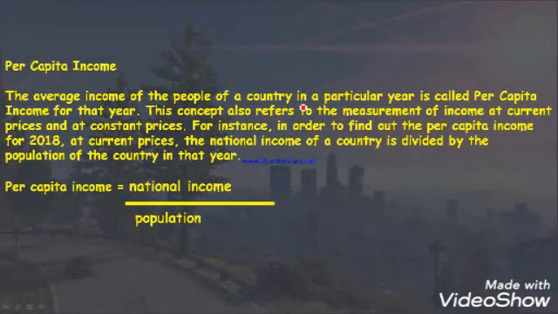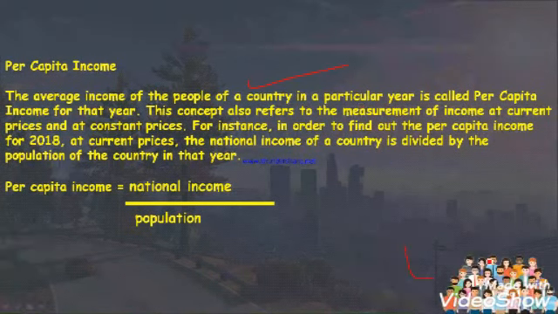Okay, this is the last topic of our chapter. Let's get to understanding what is per capita income. The average income of the people of a country in a particular year is known as per capita income. What do I mean by average income? For example, there are many people living in a country, but what will be the average? You will all know the meaning of average. If you don't know, comment down below, I will reply to you individually.